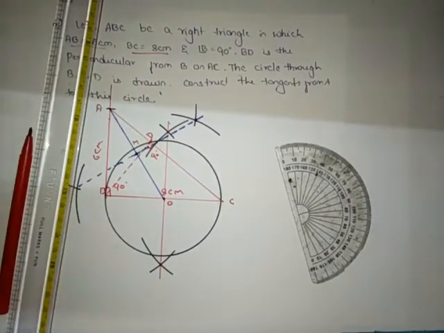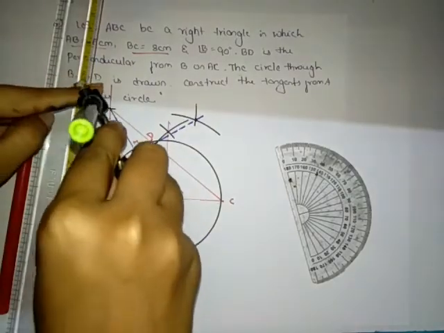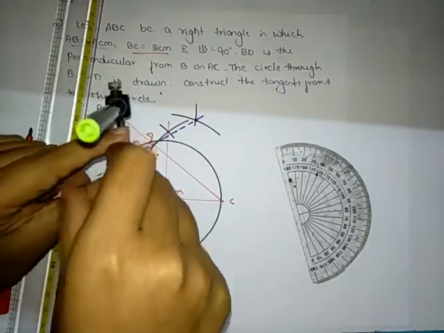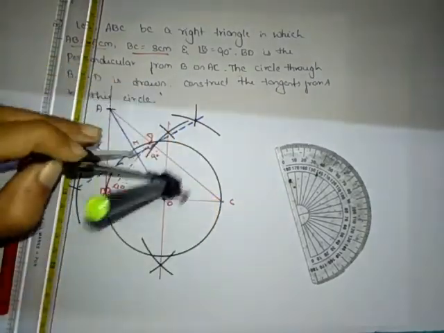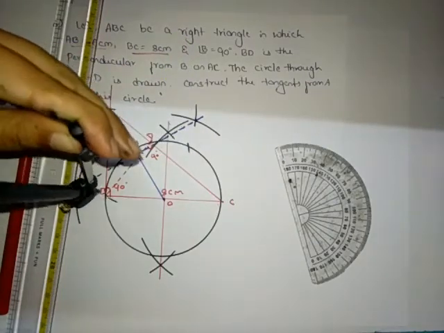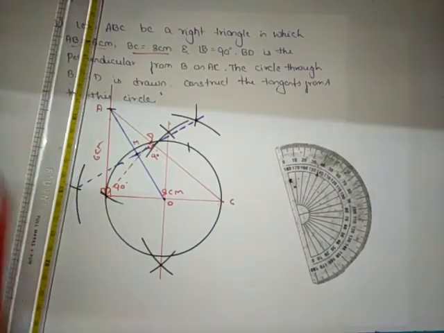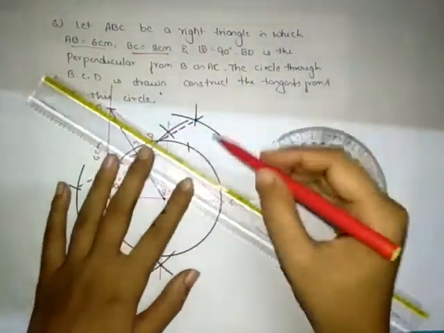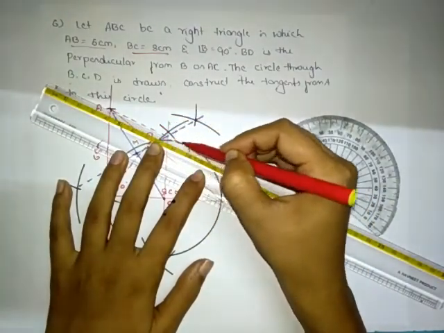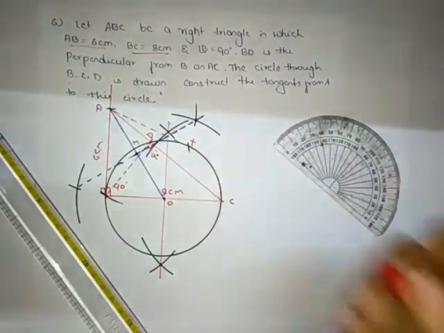Right, now keeping the compass at that point, we need to draw a circle. If I draw the circle, the diagram will look ugly. So instead of drawing the whole circle, I will take an arc here. Yes, then we'll join this point with A. We name it as X.